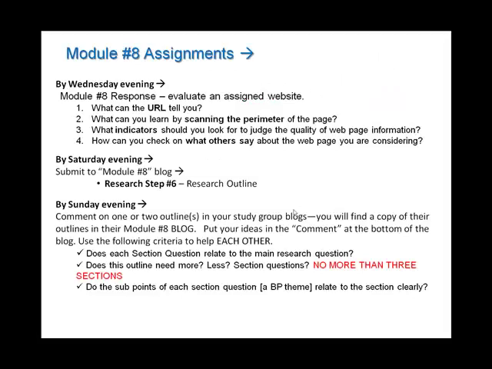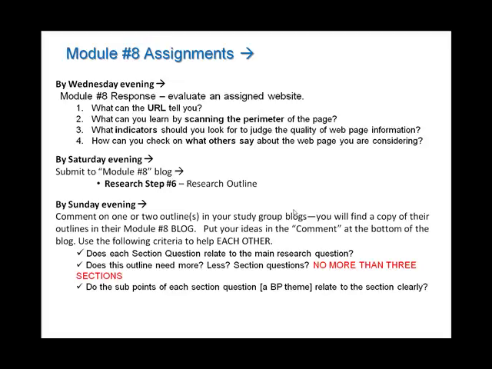So the assignment for module number 8 by Wednesday evening, your group discussion is answering the question about whether or not a website is credible. You can use these 4 questions there, which is gotten from the University of Berkeley library website on judging a website. You can use those questions to help you answer the question of whether or not the website you're asked to evaluate is in fact credible. By Saturday evening, you need to complete the Module 8 blog, which is basically research step number 6, which is the research paper outline. We'll talk about that in about 30 seconds.